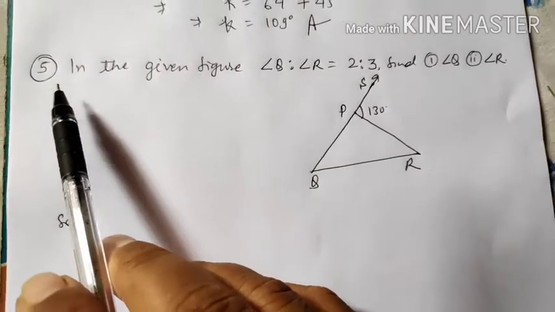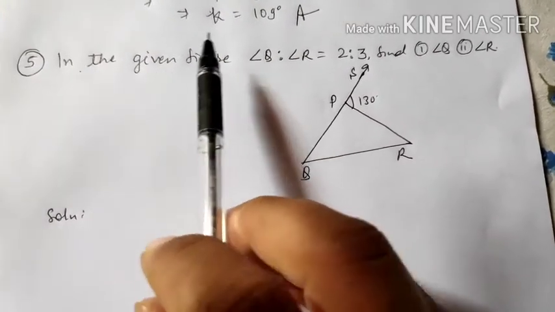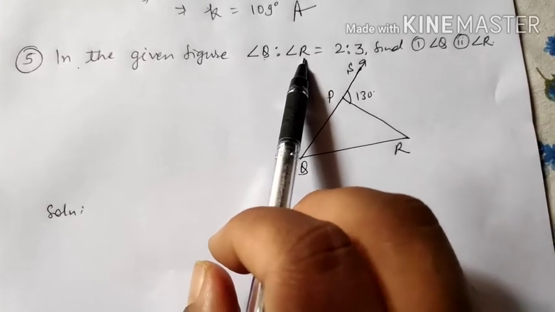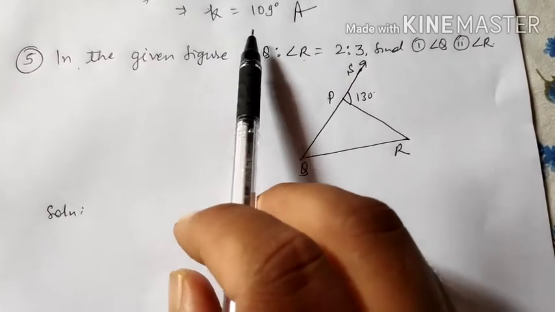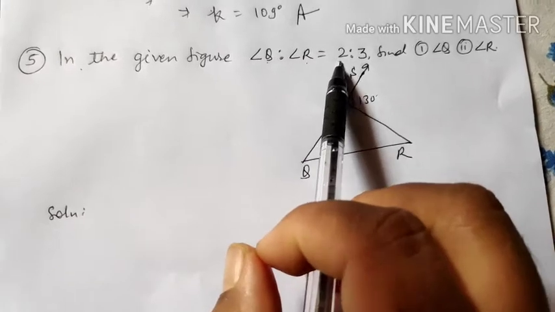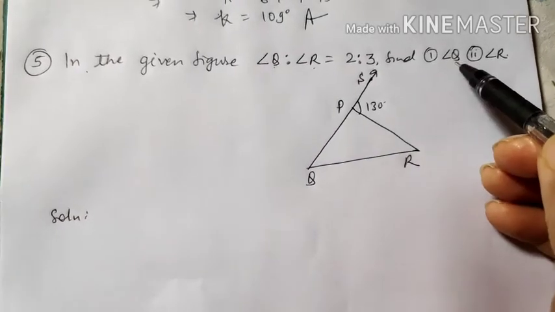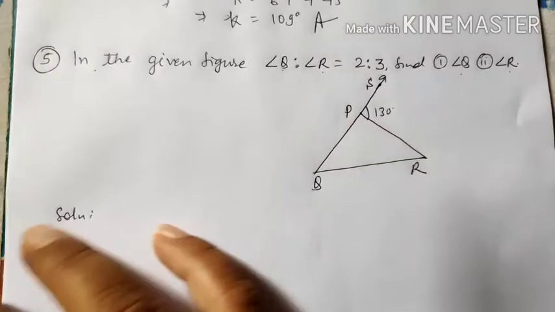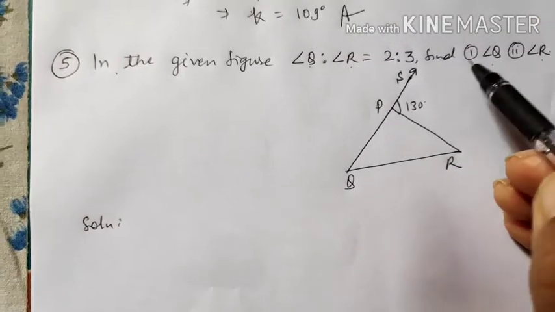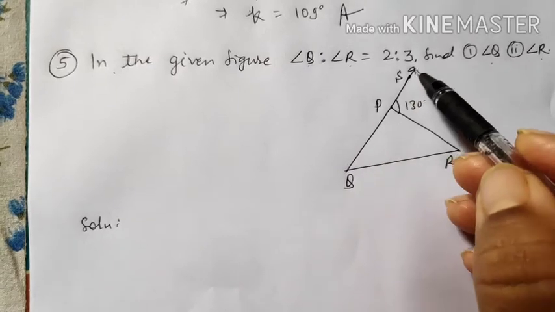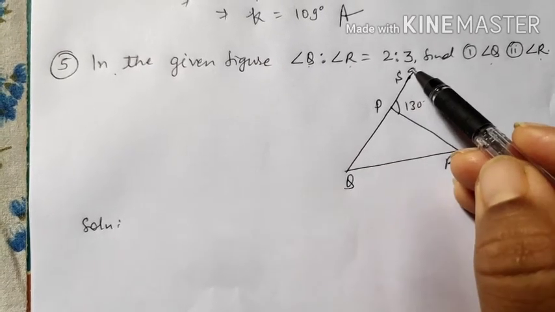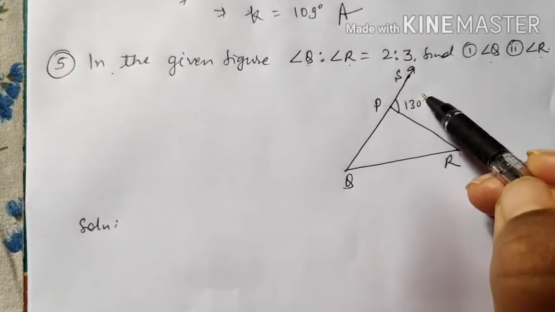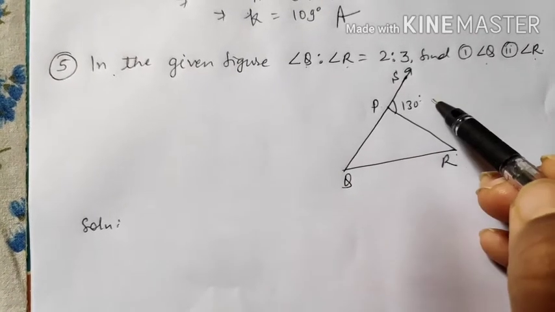Our next question is, in the given figure, the measurement of angle Q is to measurement of angle R, that is, the ratio of angle Q and angle R is 2:3. Find measurement of angle Q and measurement of angle R. Okay. So here we see that in triangle PQR, angle SPR is the exterior angle. So we are going to use the exterior angle property here.